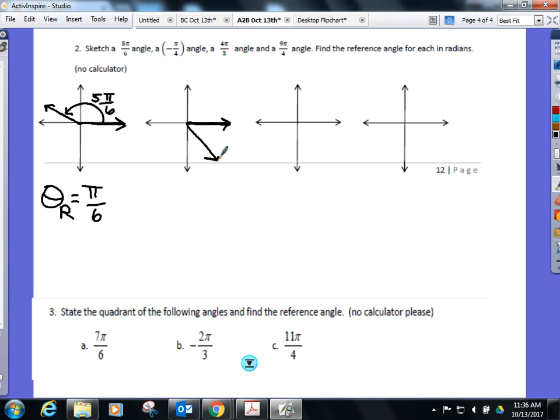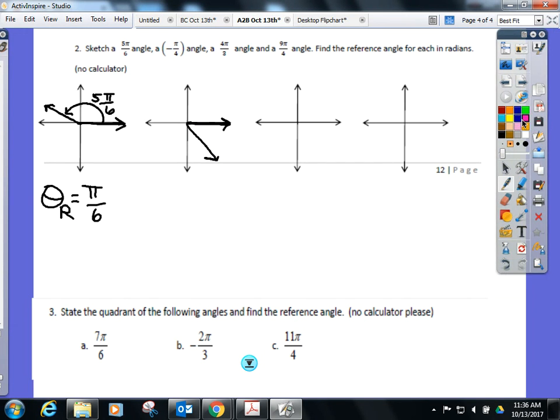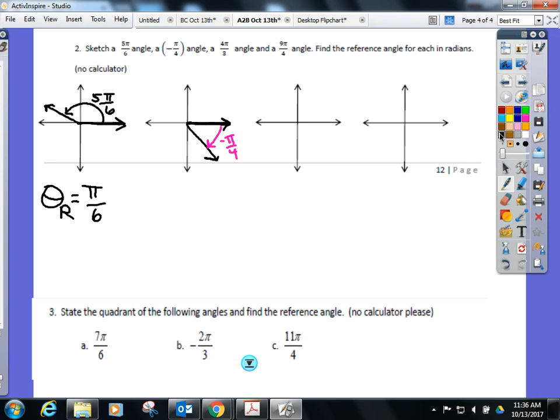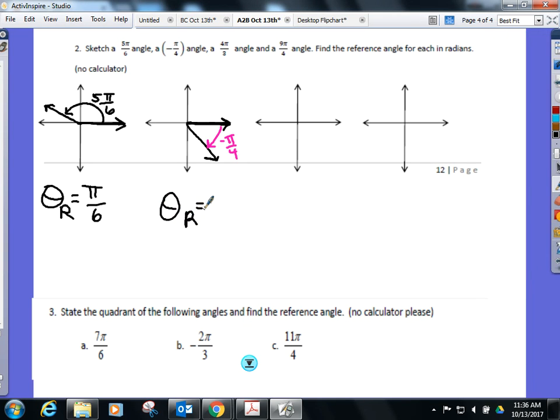Just make sure your rotation arrow is going in which direction. Clockwise. You may be a little tripped up here, but don't be. What's my reference angle? What's your rule about reference angles? Correct. They've got to be between 0 and 90. So it's just 45, or in radians, pi over 4. Yep.